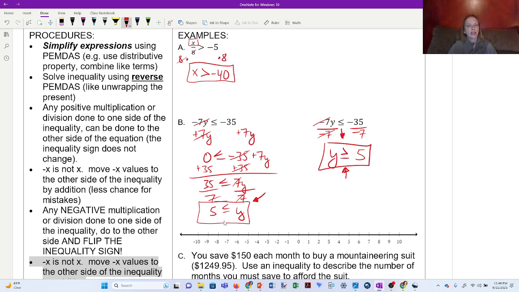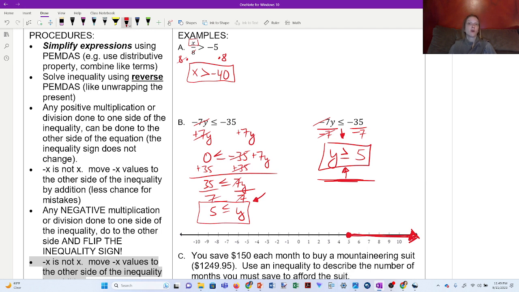Looking here, how do we graph this solution on the number line? Remember, of these two versions, this one is easier to graph. So y is greater than or equal to 5, which is here, and then we shade in the arrow over here to the right.